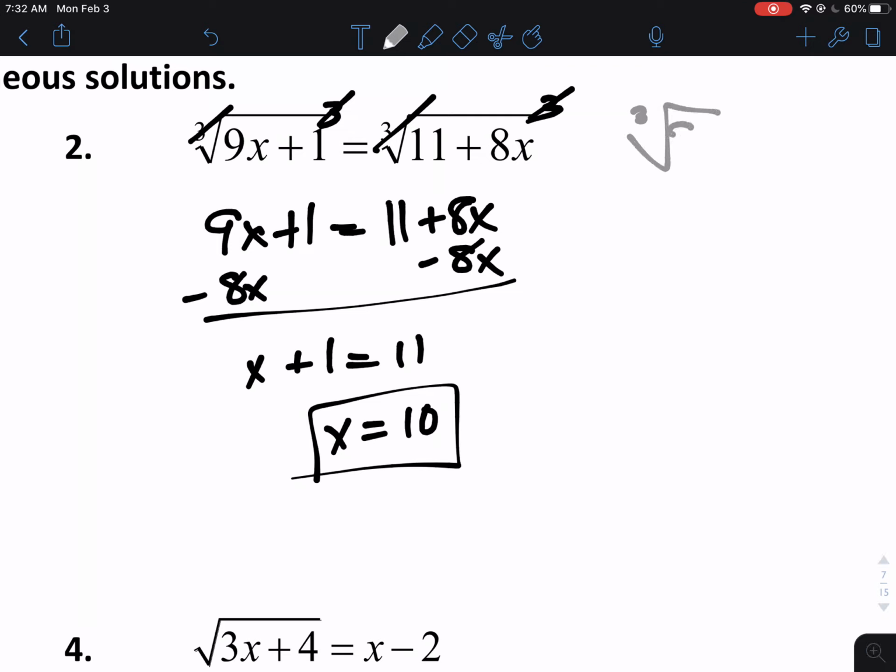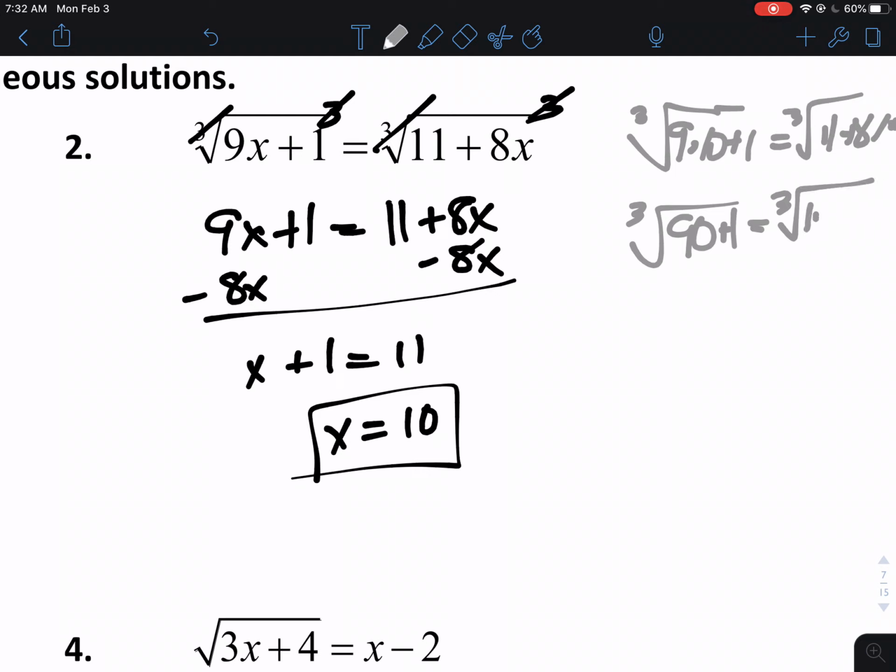So cube root of 9 multiplied by 10 plus 1 equals cube root of 11 plus 8 multiplied with 10. And then we'll take cube root of 90 plus 1 equals the cube root of 11 plus 80. So cube root of 91 equals cube root of 91. And at that point, we're good.